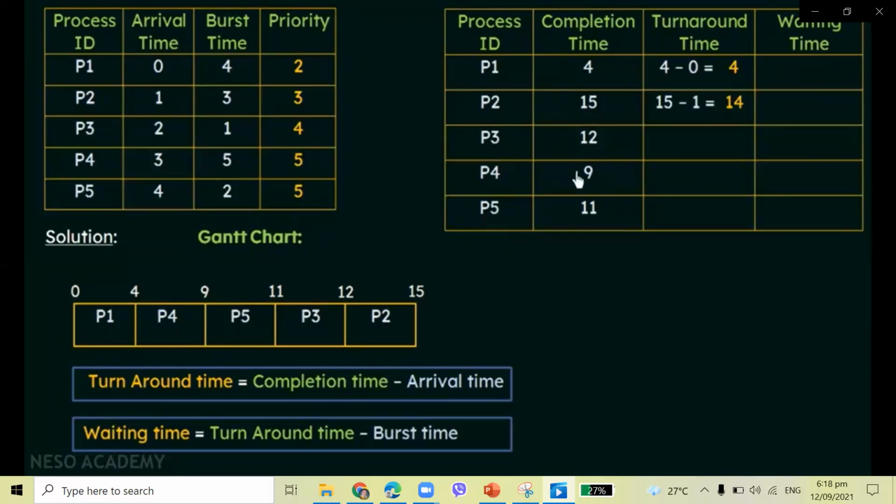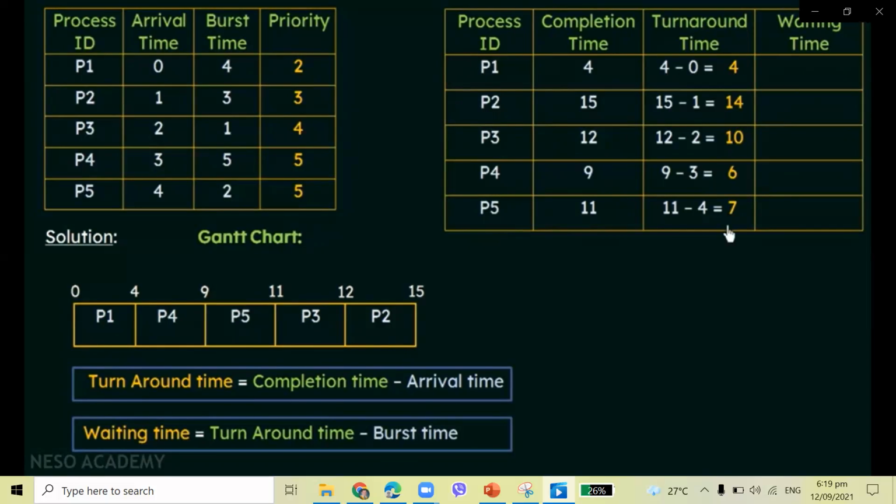And for P3, the completion time is 12 milliseconds and the arrival time is 2 milliseconds. So the turnaround time is 12 minus 2, which is 10 milliseconds. Similarly for P4, the completion time is 9 and the arrival time is 3. So the turnaround time is 9 minus 3, which is 6 milliseconds. And for P5, the completion time is 11 milliseconds and the arrival time is 4 milliseconds. That gives us a turnaround time of 11 minus 4, which is 7 milliseconds. Hence we have found the turnaround times for the set of processes P1 to P5.